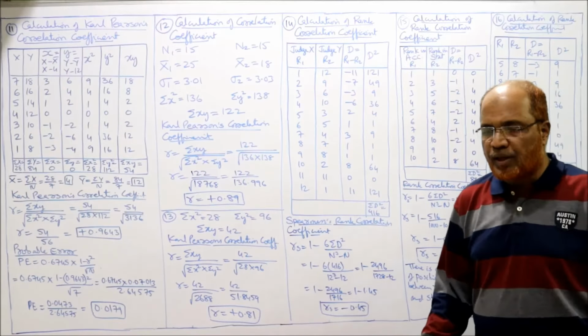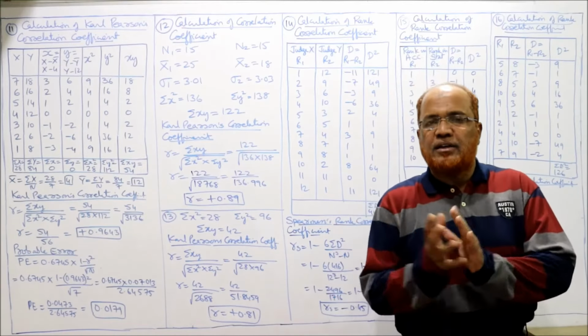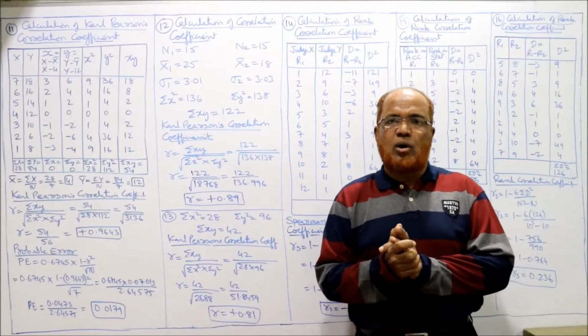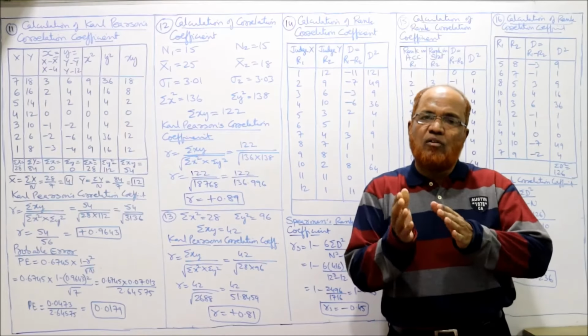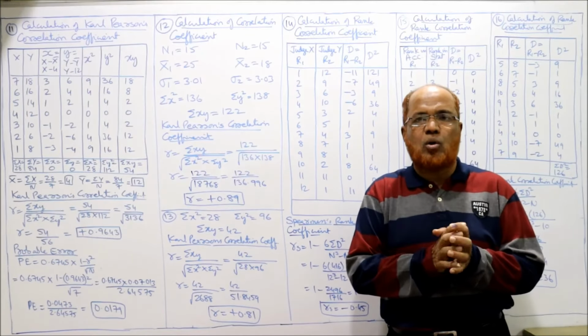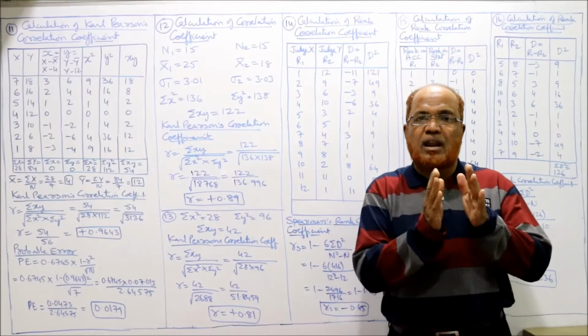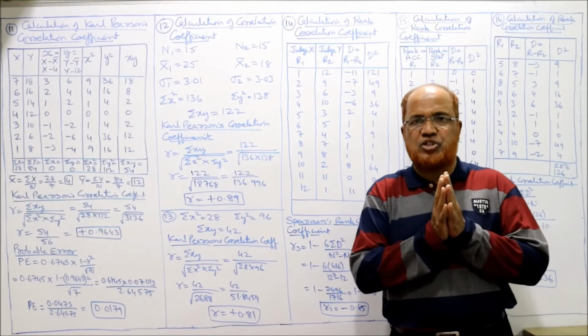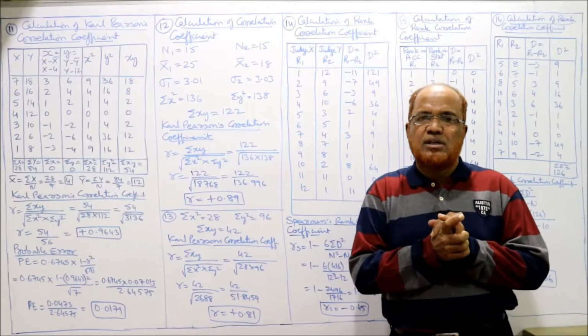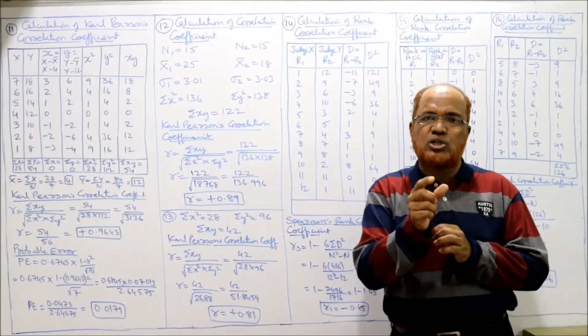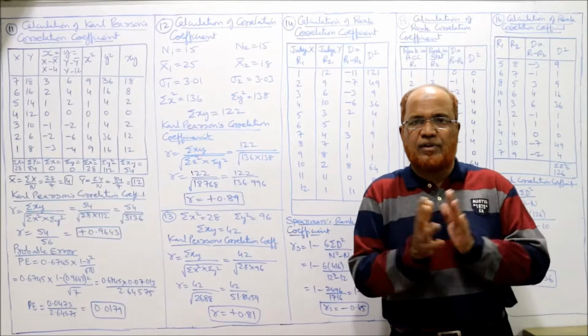That's all. We have completed all the types of problems on Karl Pearson's correlation coefficient. Now we'll move on to the next topic called Spearman's rank correlation coefficient. Now the remaining problems are on Spearman's rank correlation coefficient. The method is entirely different.